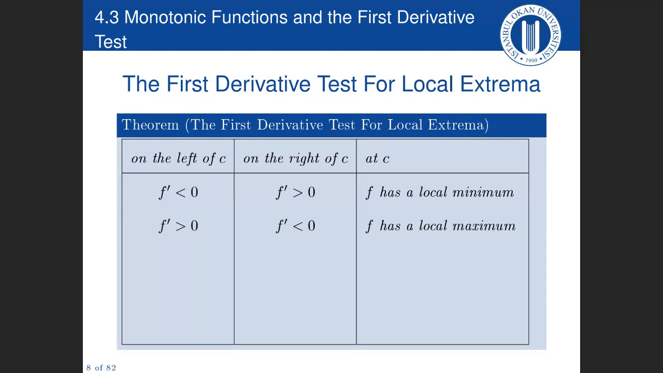Suppose we turn this upside down. We have a function which is increasing and then decreasing. Then we know that f has a local maximum at C. Or let's suppose we have a function which is increasing on the left of C and then it's increasing on the right of C. Then we don't have a minimum and we don't have a maximum. f does not have a local extremum at C.